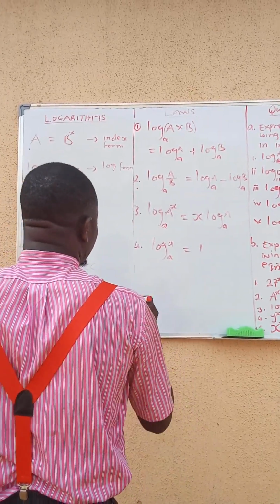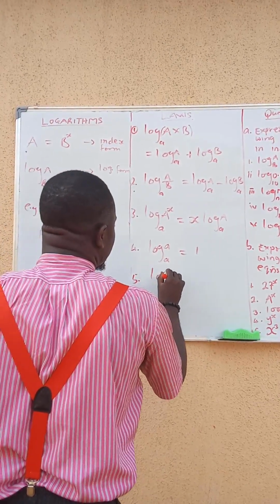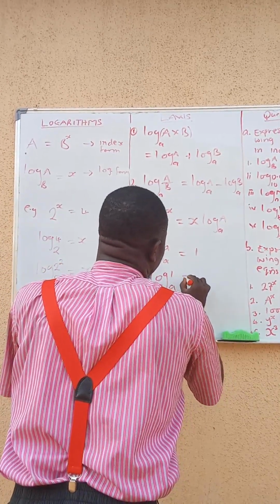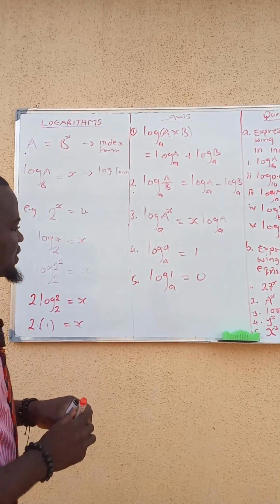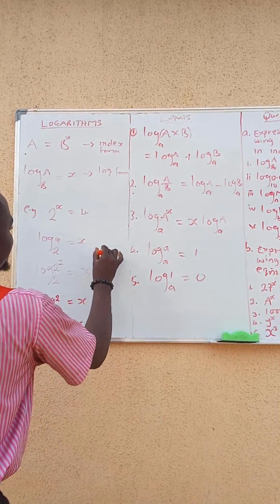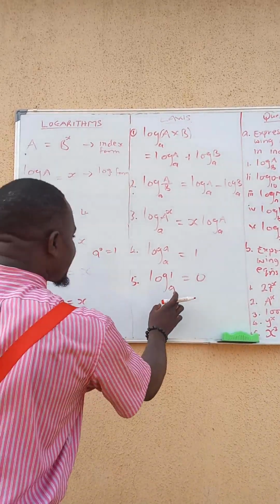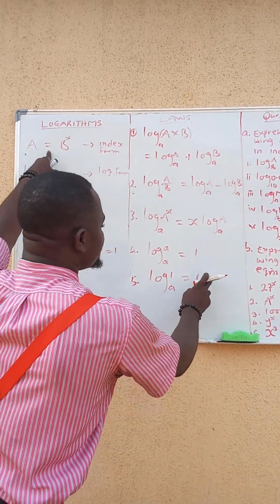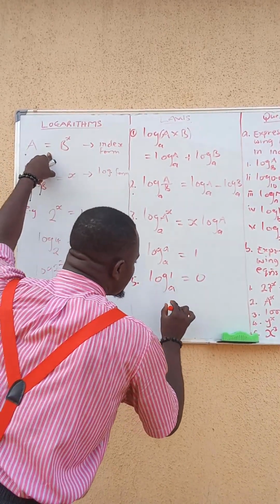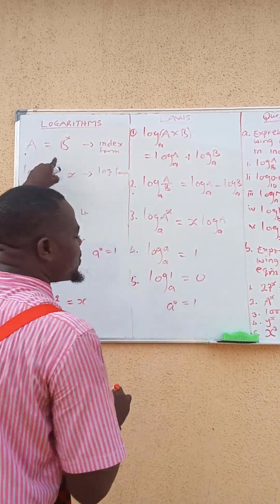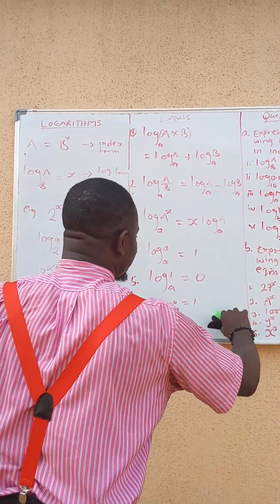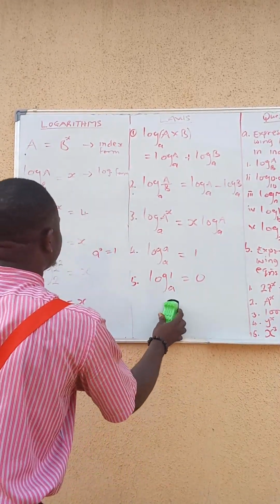Good. Then number 5, log 1 to base A is equal to 0. Remember, in indices, we said that A raised to the power of 0 is 1. And from the representation here, if I want to bring this into an indicial form or equation, it will be A raised to the power of 0 equal to 1. Is that understood? Don't bother, we will start giving examples on them so you understand better.